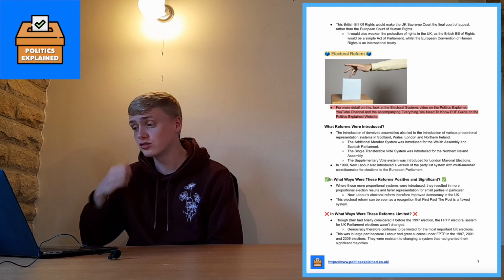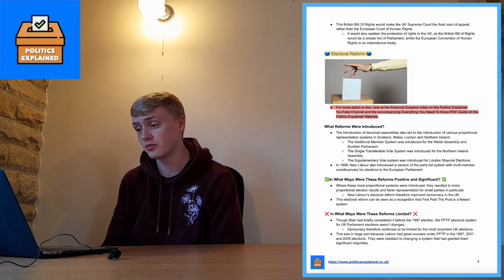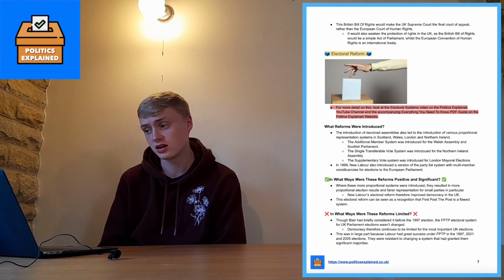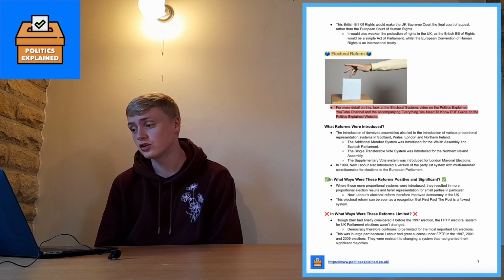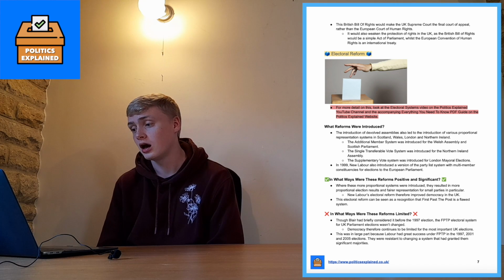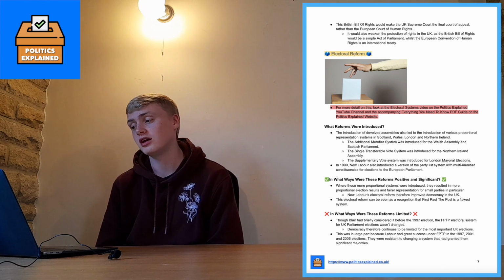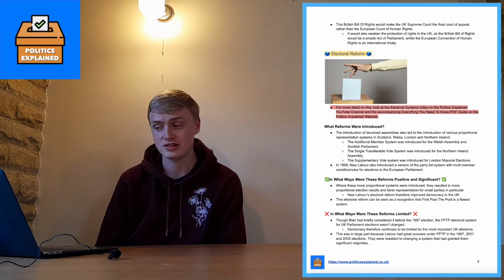The British Bill of Rights would also make the UK Supreme Court the final court of appeal, rather than the European Court of Human Rights, as a lot of Conservatives are opposed to the ECHR. And it would also weaken the protection of rights in the UK, as the British Bill of Rights would be a simple act of Parliament, whilst the European Convention on Human Rights is an international treaty.